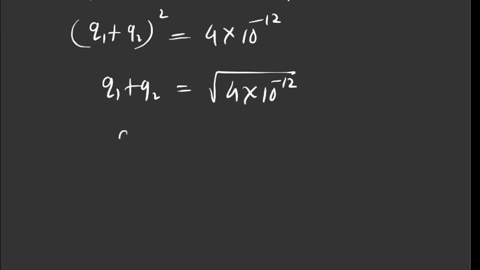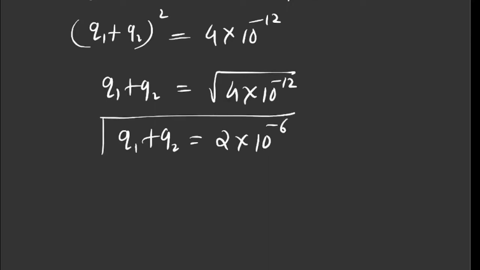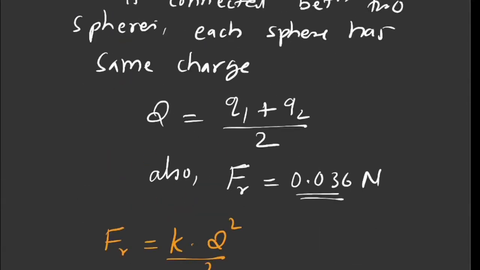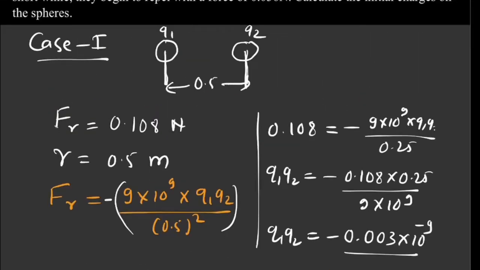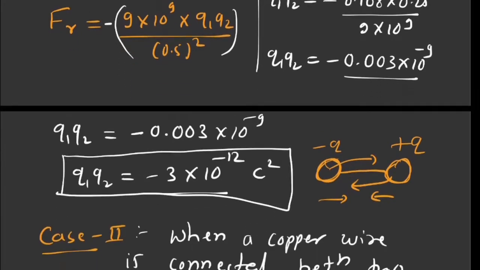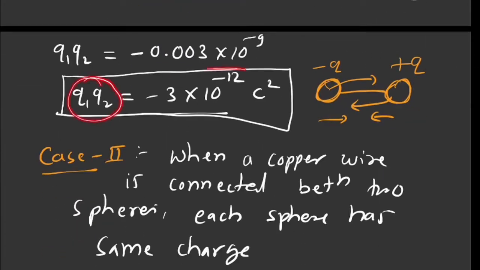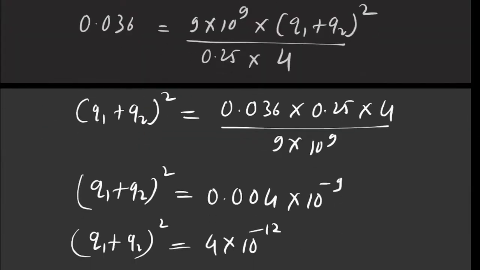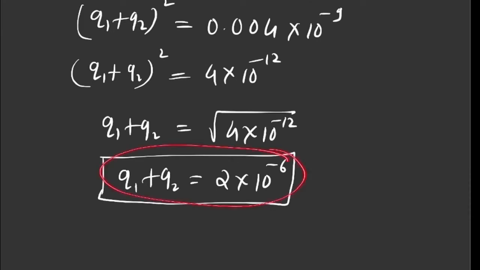And what is the answer of this? q1 plus q2 is equal to 2 into 10 to the power minus 6, isn't it? So now we got q1 plus q2 from the second situation. From case 1, we got the value of q1 into q2, and that is minus 3 into 10 to the power minus 12 Coulomb square. And from case 2, we got q1 plus q2.